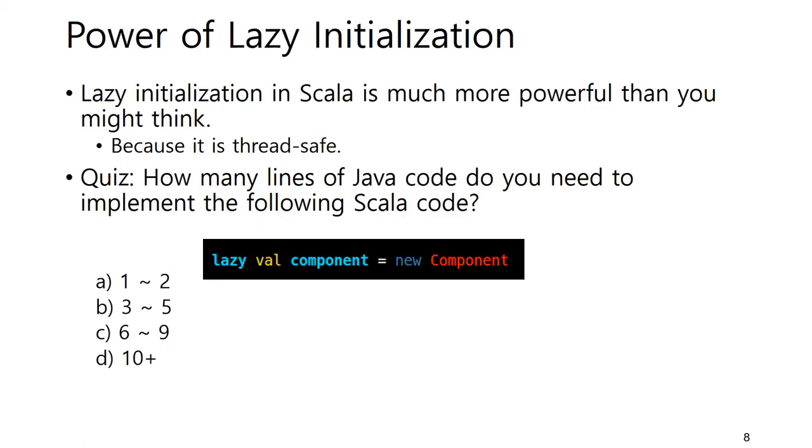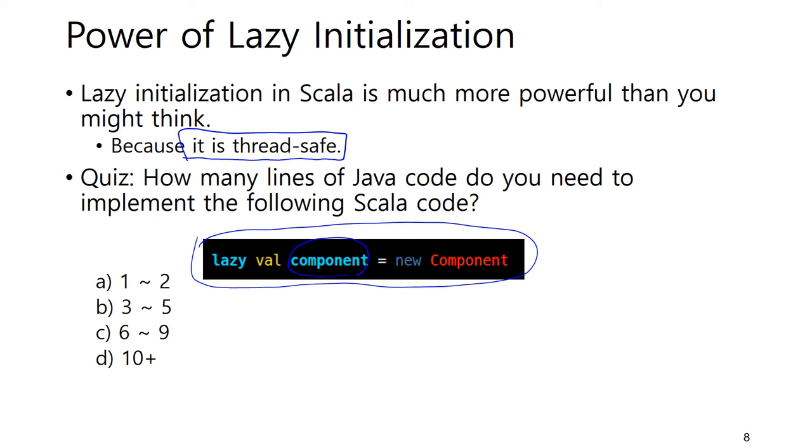It turns out that lazy initialization is much more powerful than it appears superficially because it is thread safe, which means that variables with lazy initialization are safe to access even in the presence of many concurrent threads attempting to access these variables. So here's a simple quiz. How many lines of Java code would you need in order to replace this code in Scala, which initializes this variable component with lazy val? The answer is you need more than 10 lines.